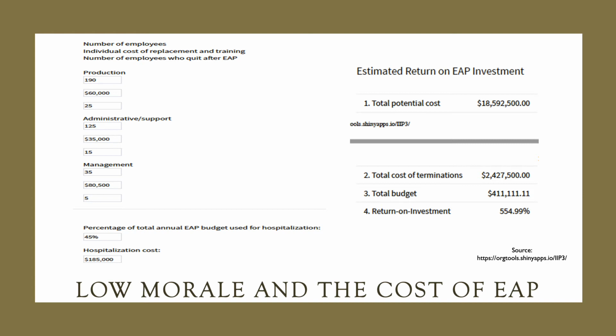Then our total potential costs are $18,592,500. Our total cost of terminations is $2,427,500. The total budget is $411,111.11, and the return on investment is 554.99%. Based on these numbers, it is clear that if we start an EAP program, we will have a huge return on investment and it can yield significant payoffs to our organization.